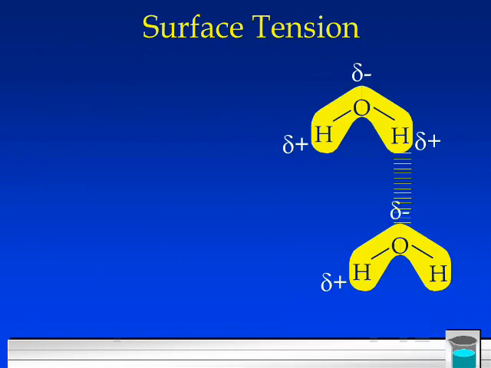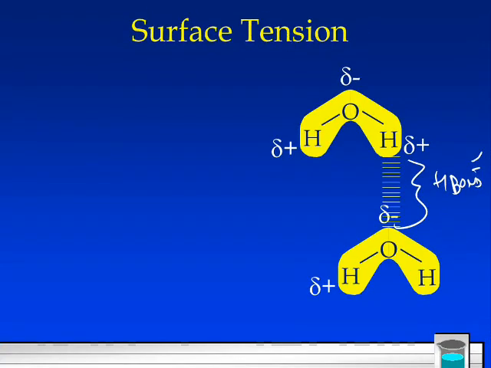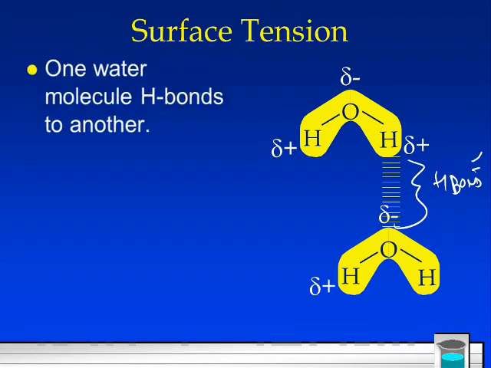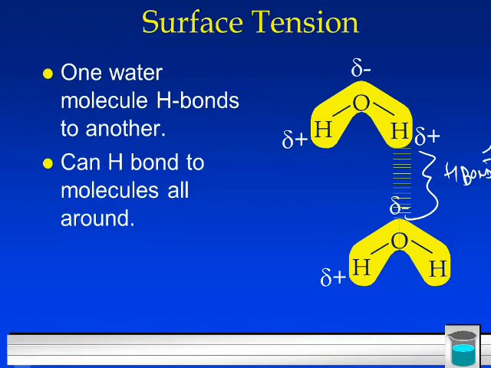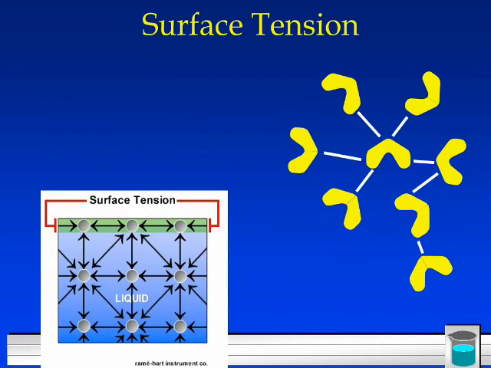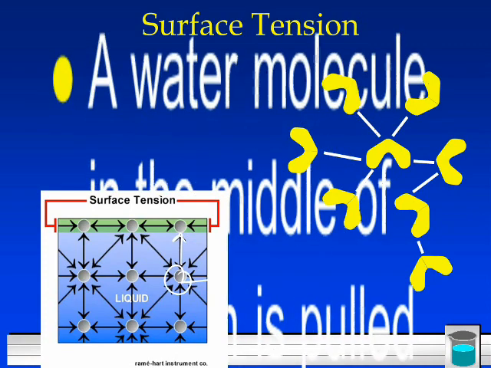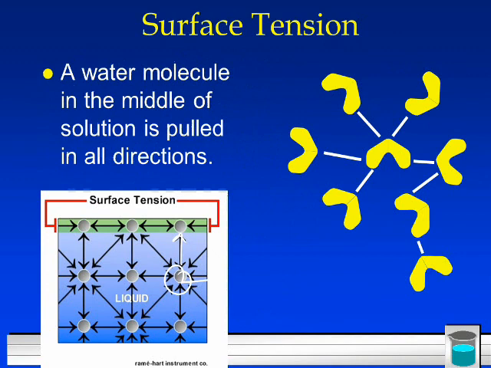Now let's look at surface tension. Here are the hydrogen bonds between the water molecules that cause surface tension. One water molecule H bonds to another, and can hydrogen bond to molecules all around it, as we talked about in a previous chapter. Here we have the water molecule having these hydrogen bonds with other water molecules, and it creates surface tension. Now the water molecule in the middle of a solution is pulled in all directions because of the hydrogen bonds here. These are the H bonds.